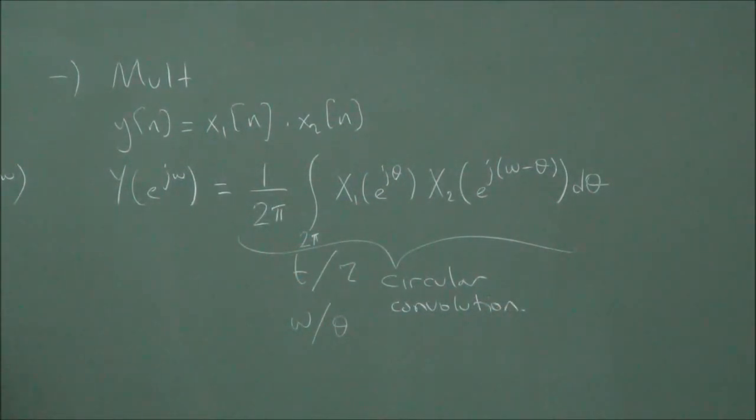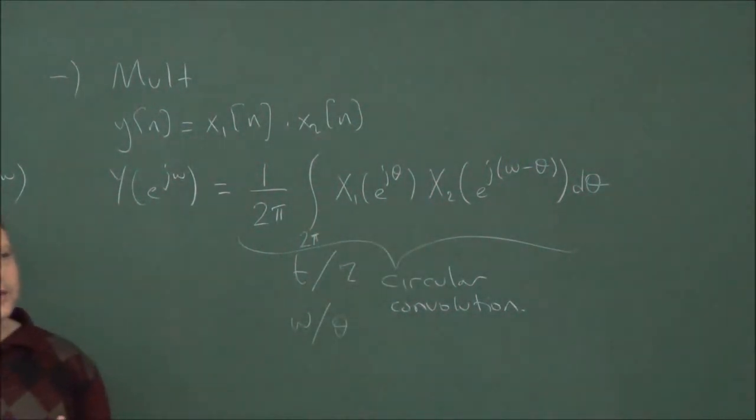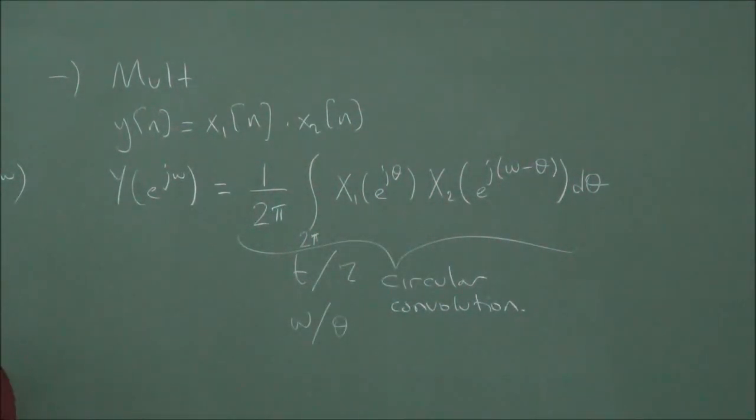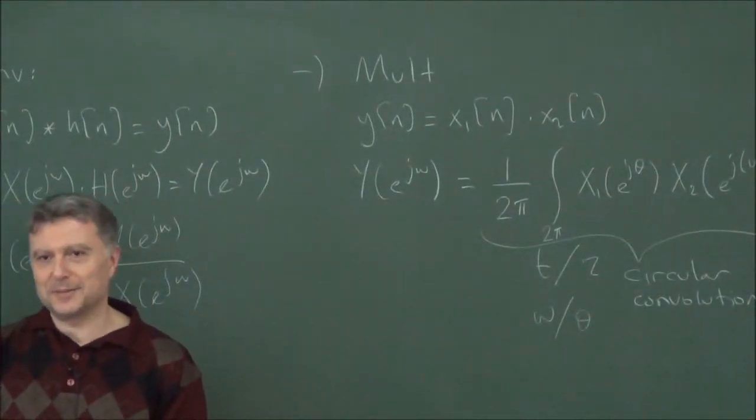And the reason it is called a circular convolution is that both x1 and x2 are circular signals. In fact, they are periodic. That's why they are circular. After one period, you come to the same point, one circle. If you linearly convolve two periodic signals, you get infinity.